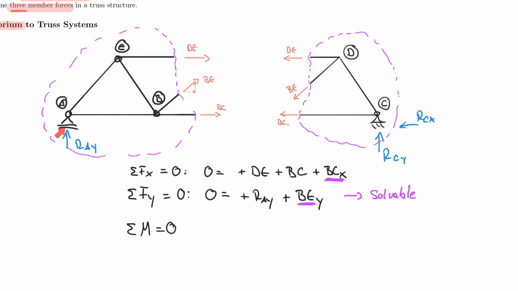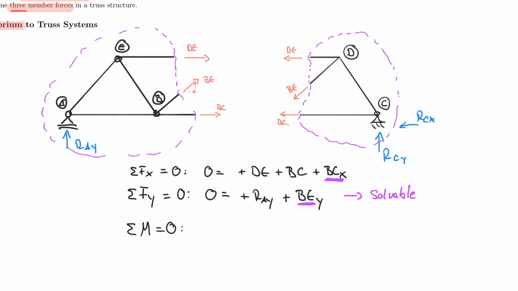And if we look at that, we have 1, 2, 3 unknowns, but 2 of them meet in 1 point. And in fact, you can tell that from the way I named them. So there's BE and BC. They share one letter, the B, and therefore they get together at this point. And that means if I take the sum of the moments about this point, then the only unknown is DE. So let's write that down, how that works.